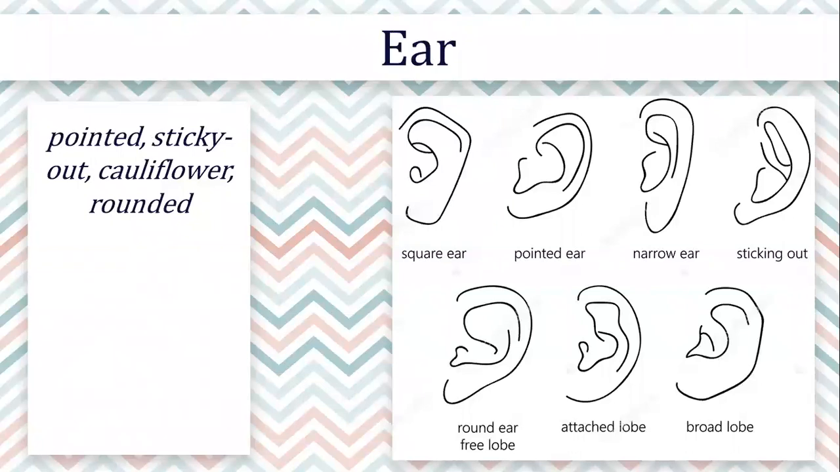Then comes the ear. They can be pointed, sticking out, cauliflower, rounded. It's all up to you. Maybe you want to talk about the lobe of the person. Maybe that is the more prominent thing. Or maybe their ears are sticking out like PK. Or maybe they have narrow ears, which usually Pakistanis have. Or maybe they have round ear with a free lobe. You can even explain what kind of ear they have. Okay, let me stop here.